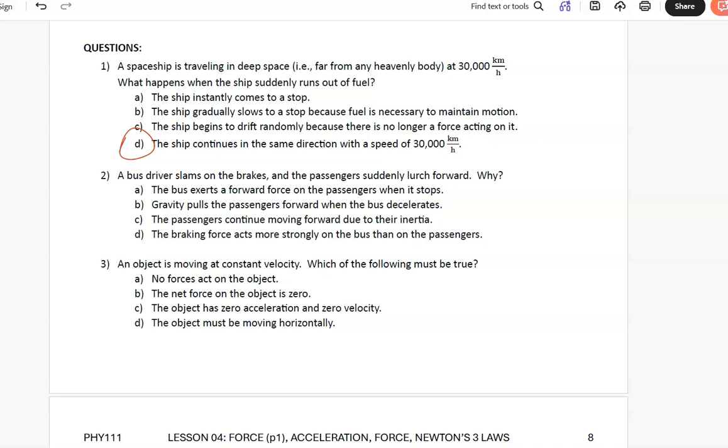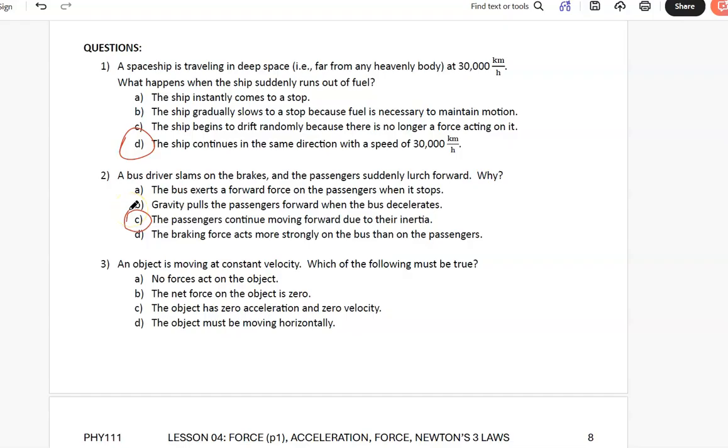And the same thing happens if the bus turns left, everybody sways to the right. Well, that's because we were going forward and the bus turned into us. So the answer here is that the passengers continue moving forward due to their inertia. The bus is continuing to move forward due to its inertia as well, but it is not going forward as quickly, so we appear to move forward relative to the bus. So the answer in this case is answer C.